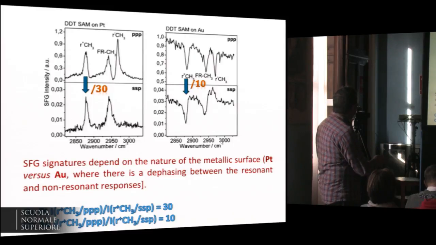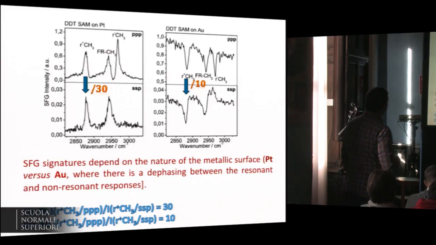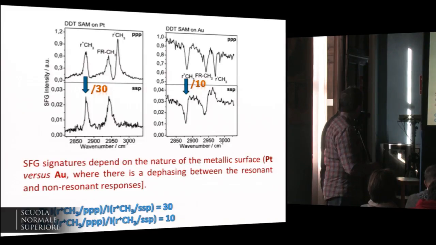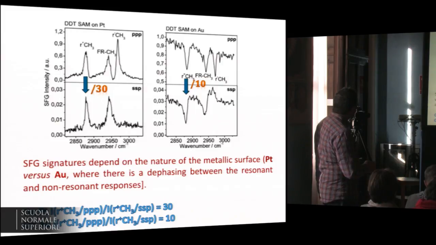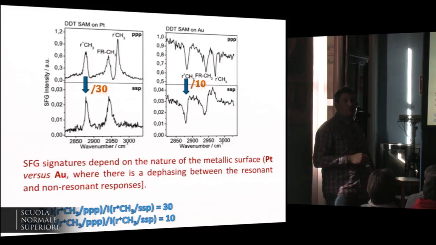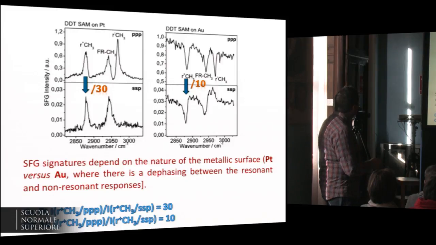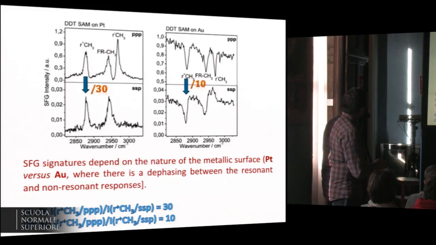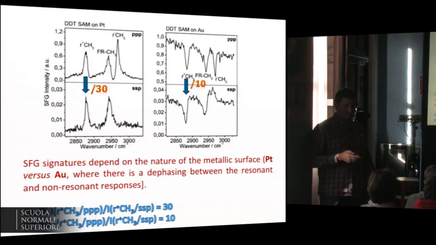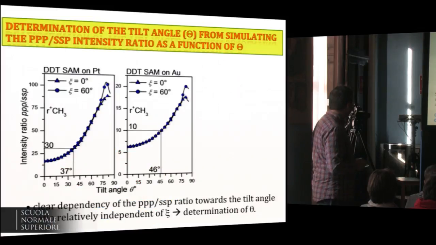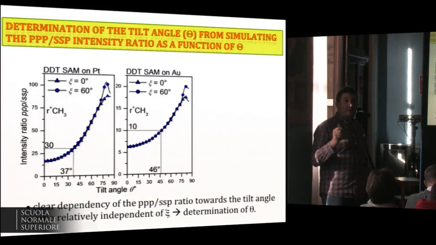So you have the asymmetric and the symmetric CH3 stretching vibrations. What you can see is that when you go from PPP to SSP, the intensity of the symmetric stretching vibration is decreasing by a factor of 30. If you look at the same experiment in the case of gold, you have a decrease of this intensity by a factor of 10.